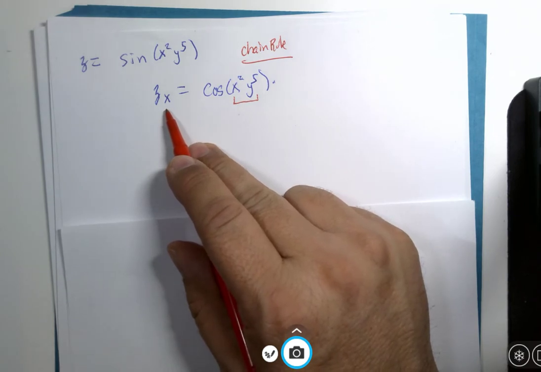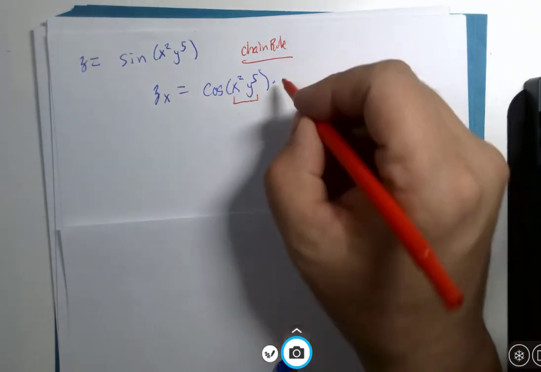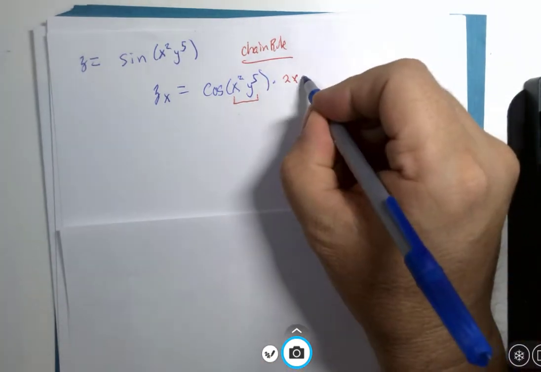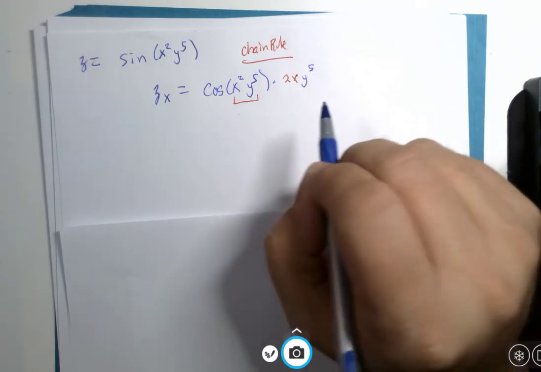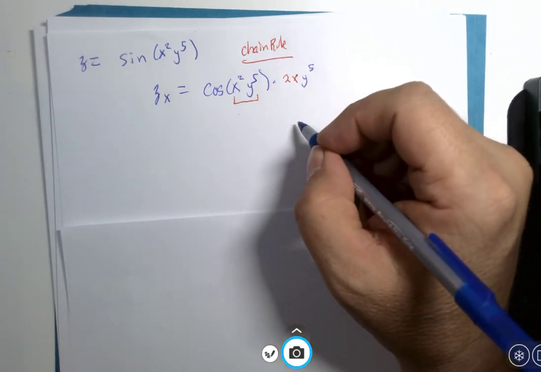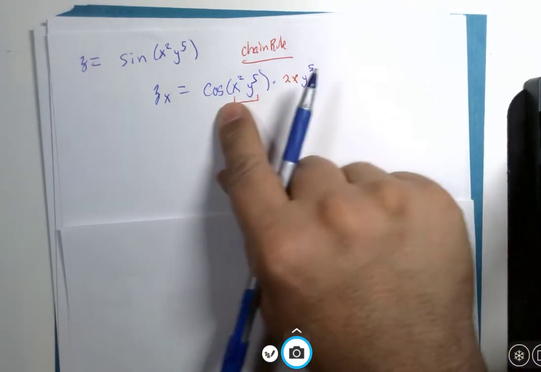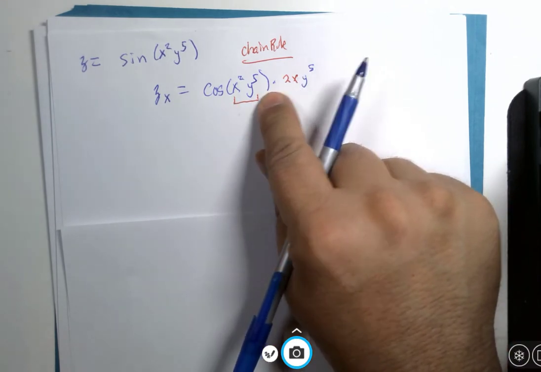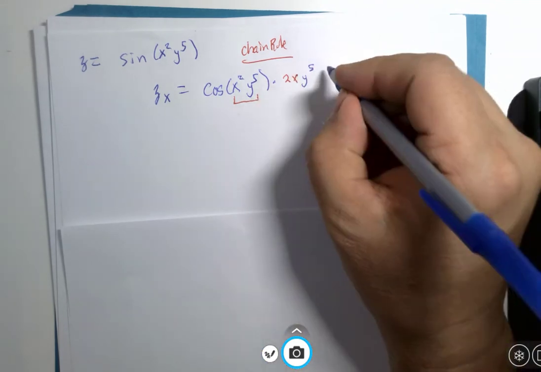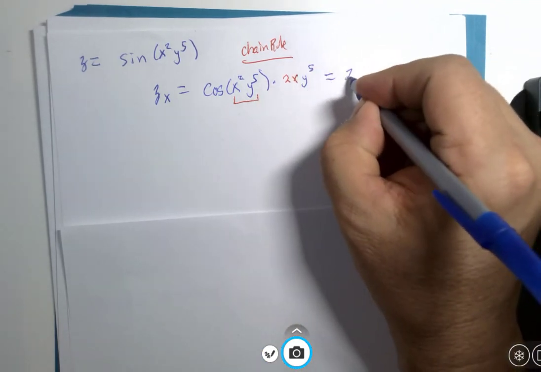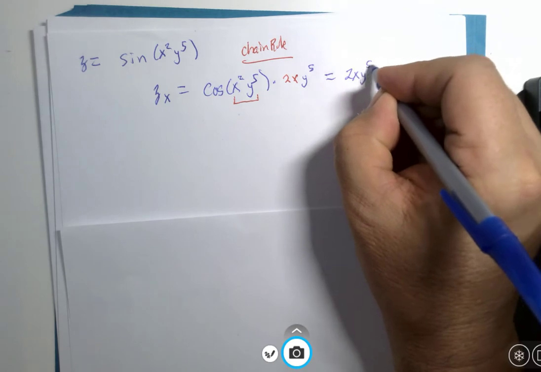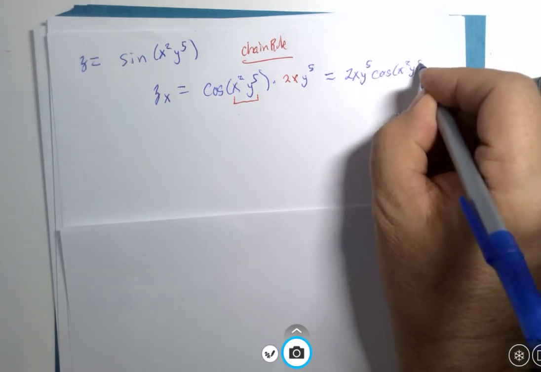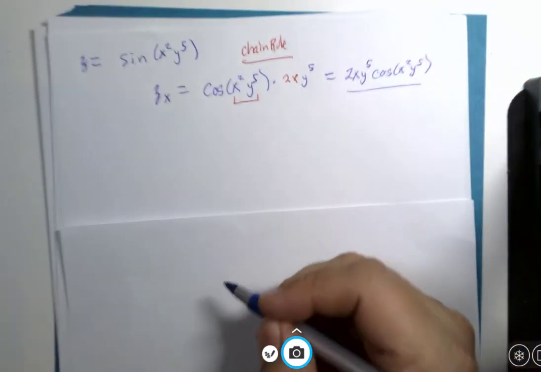So that's the derivative of x squared, which is going to be 2x, times y to the 5th. Now a textbook will not leave the solution written like this, but it's multiplication, and the order should not matter in multiplication of numbers. And we got here 2x y to the 5th cosine of x squared y to the 5th, if you want to write it in that order.